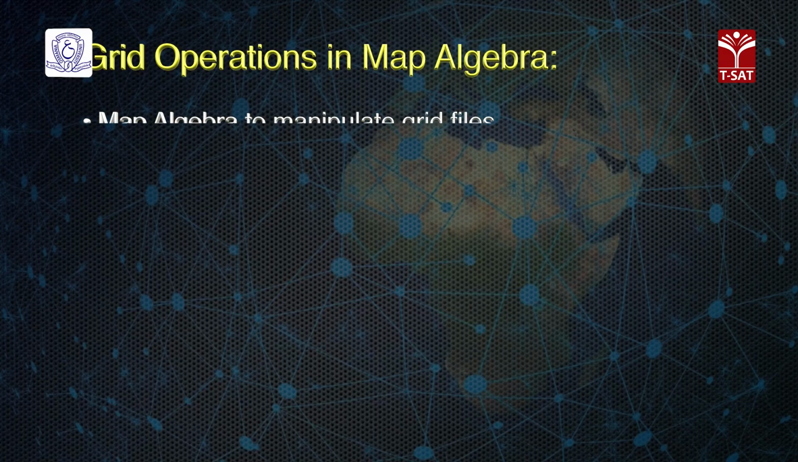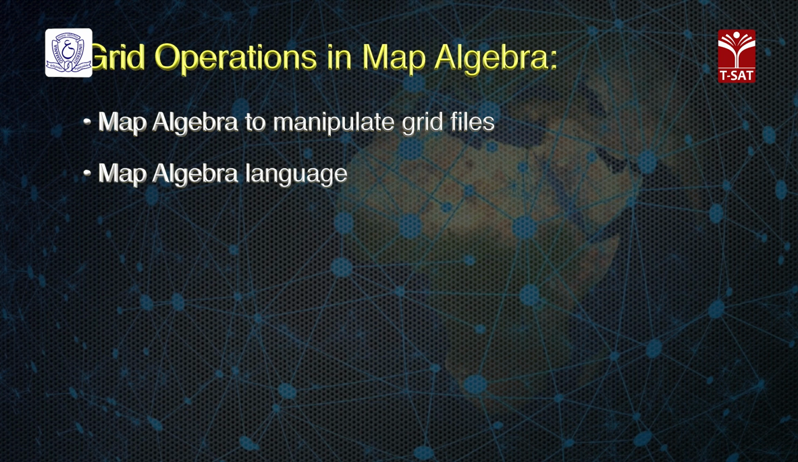Grid operations used in map algebra. Common operations in grid analysis consist of the following operations, which are used in map algebra to manipulate the grid files. The map algebra language is a programming language developed to perform cartographic modeling. Map algebra performs the following 4 basic operations.